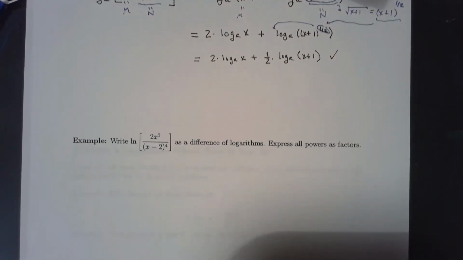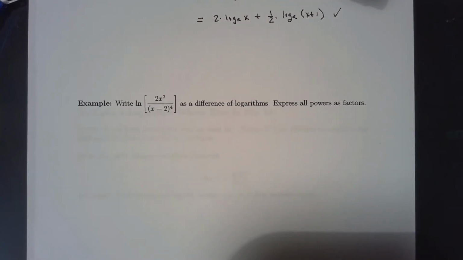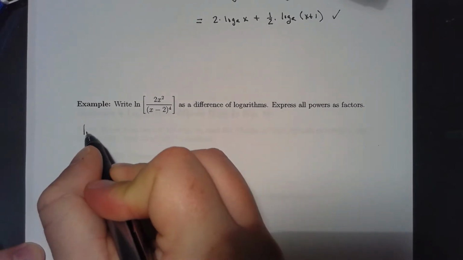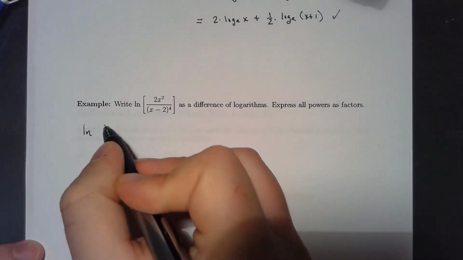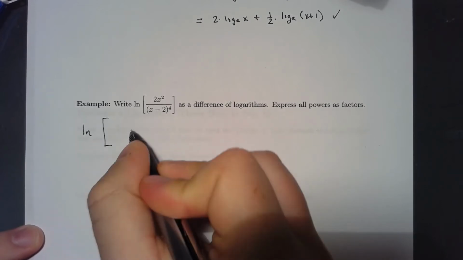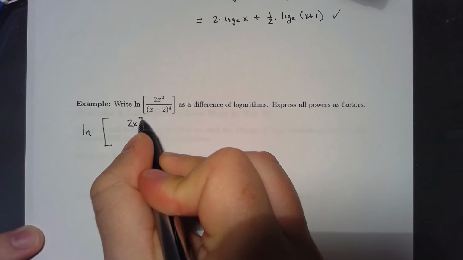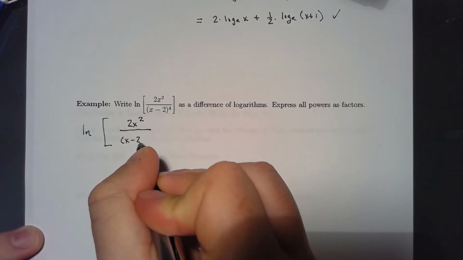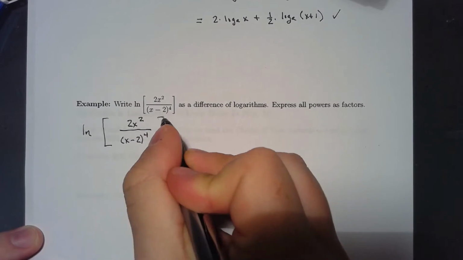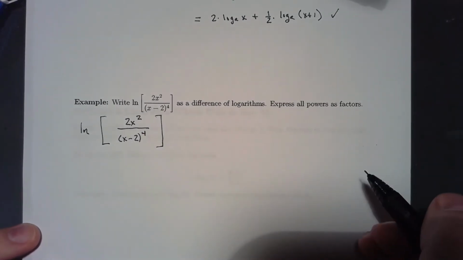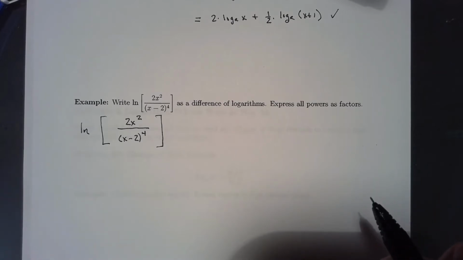Okay, let's look at this one. Same directions. So I have the natural log. Again, these properties apply to natural log or log of the quantity 2x squared over x minus 2 to the 4th power. So I'm taking the natural log of that rational term.